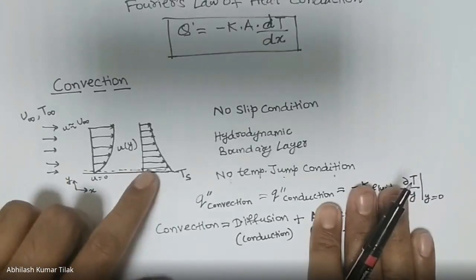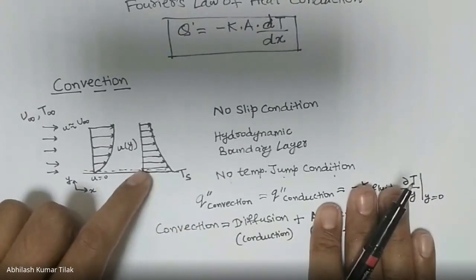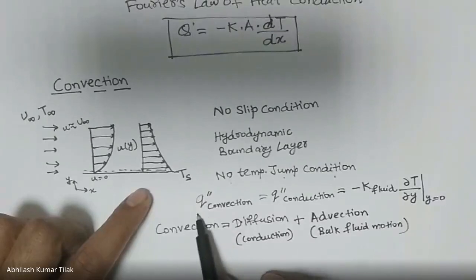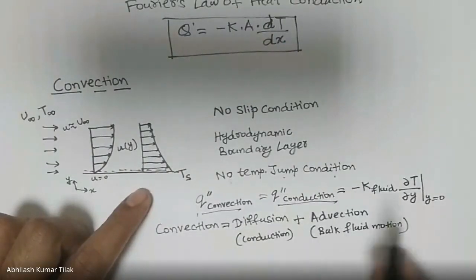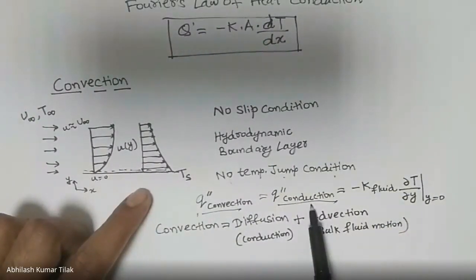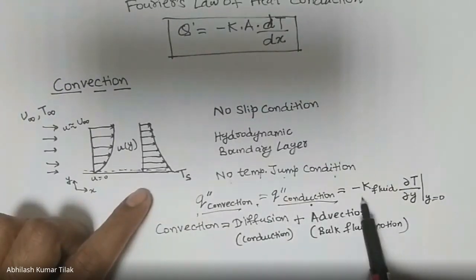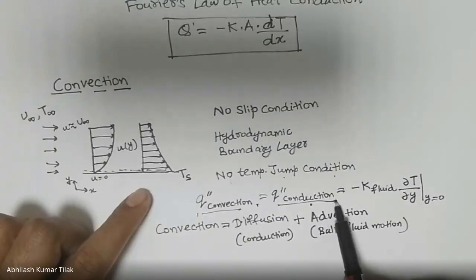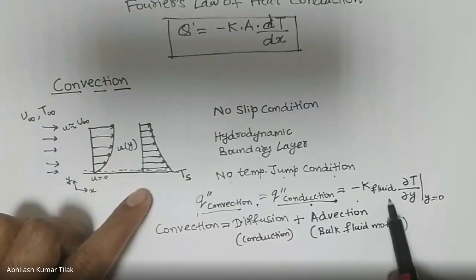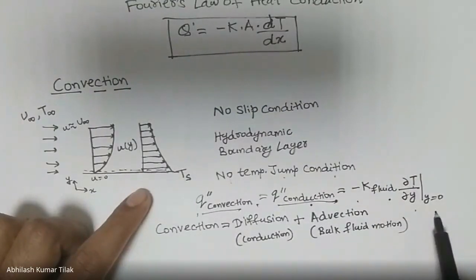Okay. So here, since the heat is only conducted, I can say in that case the convection process is equal to that of the conduction process. Whatever heat will be conducted, that will be only convected away. So in that case, I can write the heat which was conducted to this fluid layer is equal to minus K fluid into the temperature gradient at location y equal to 0.